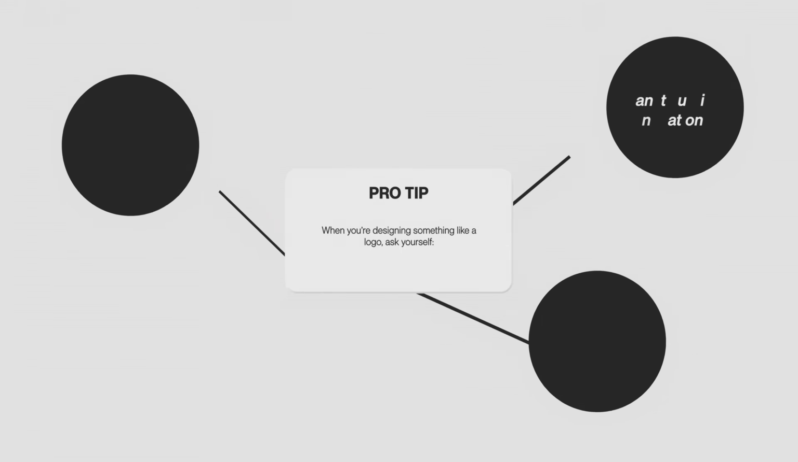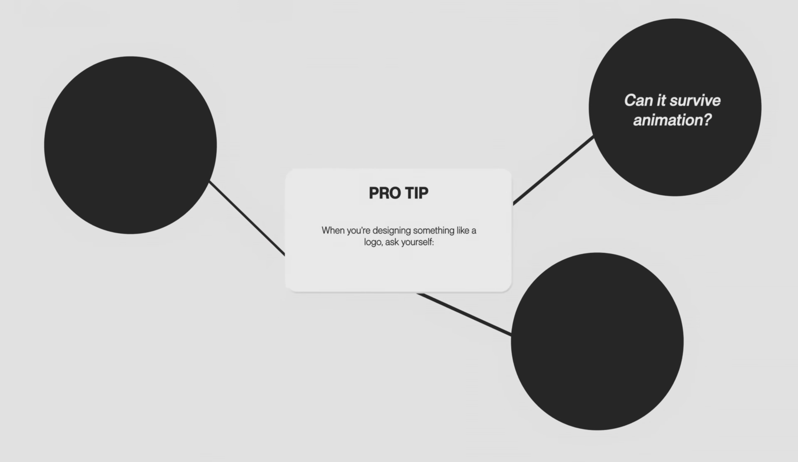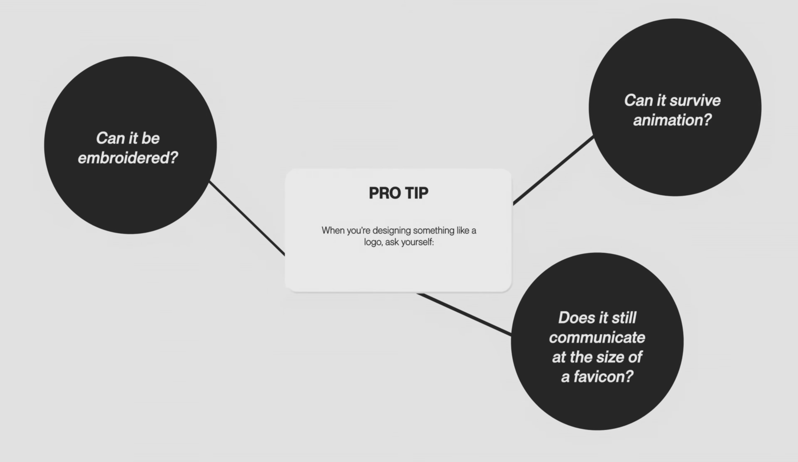And a pro tip here is that when you're designing something like a logo, ask yourself, can it survive animation? Can it be embroidered? Does it still communicate at the size of a favicon? And if not, it's not ready for the real world, let alone the future.